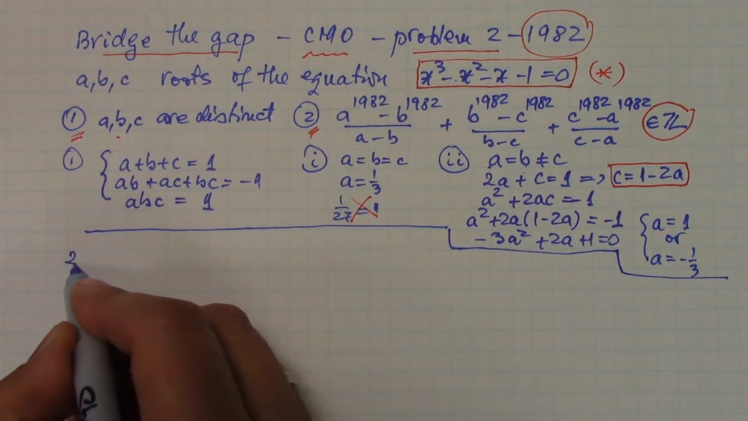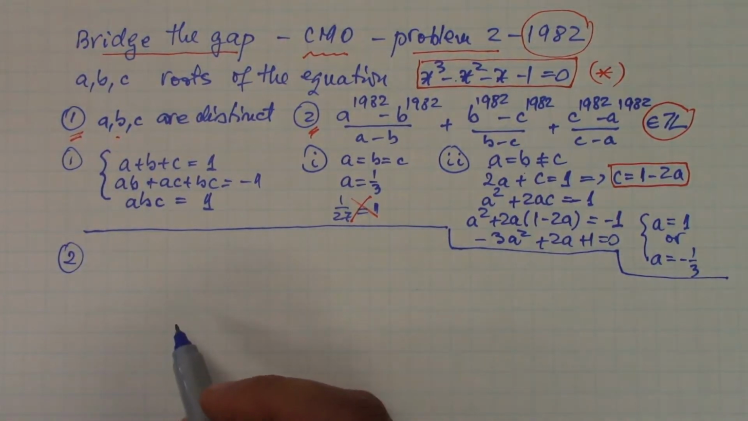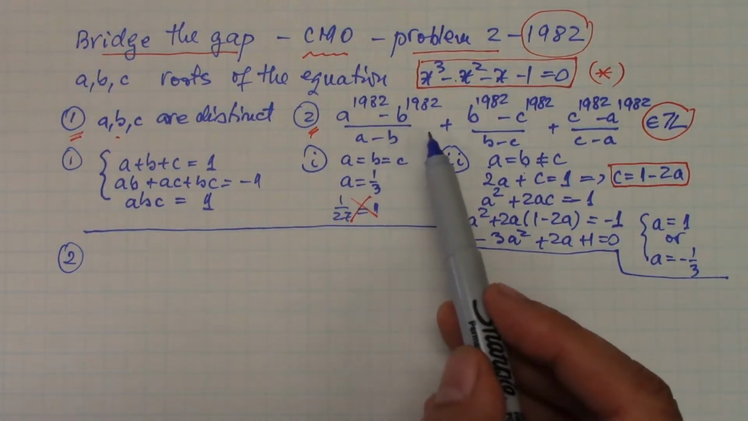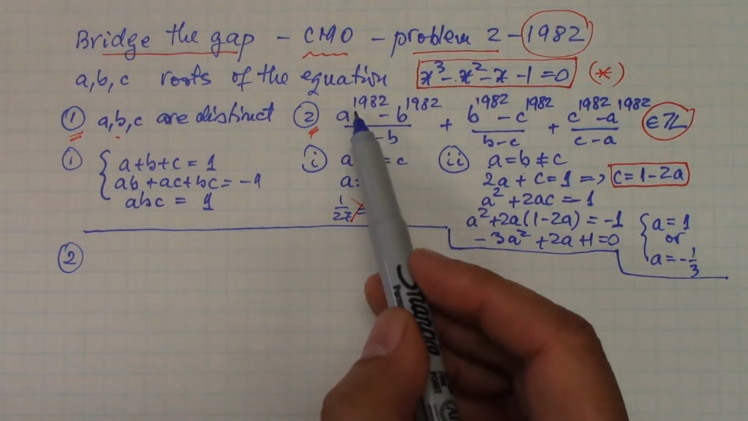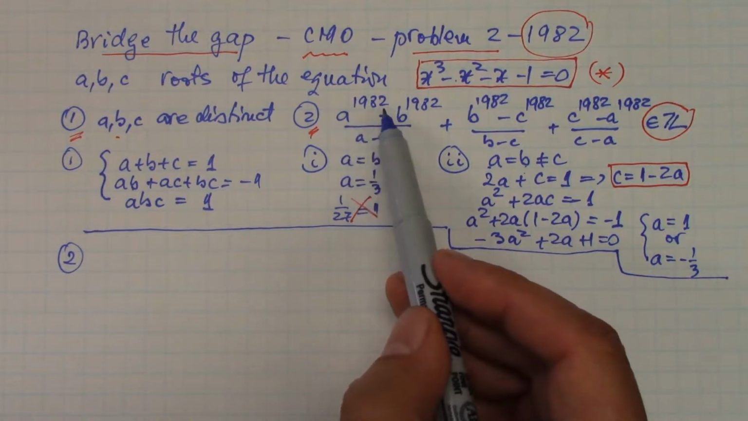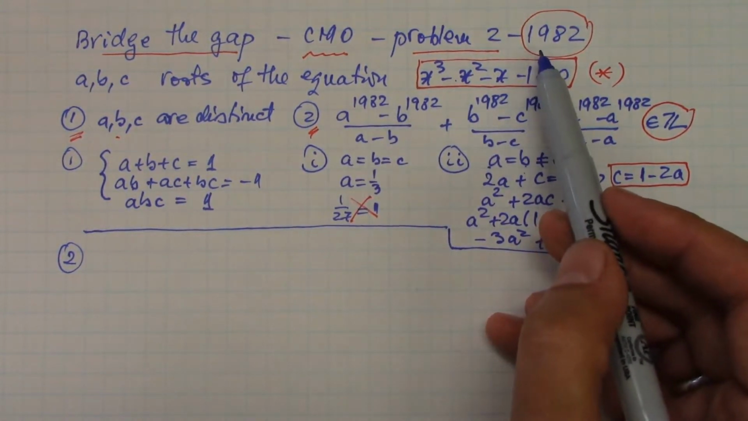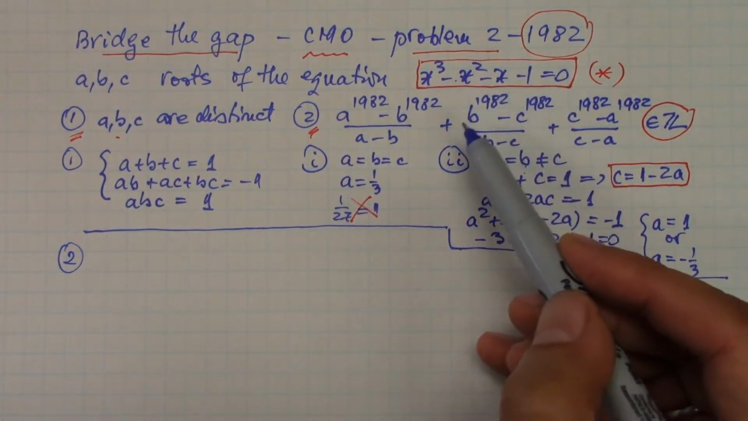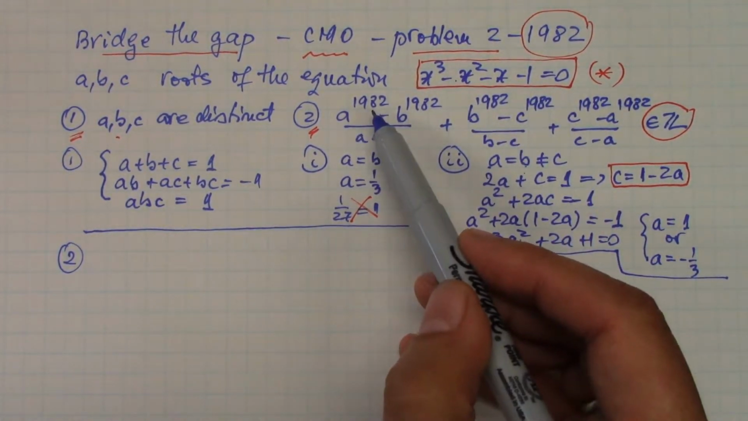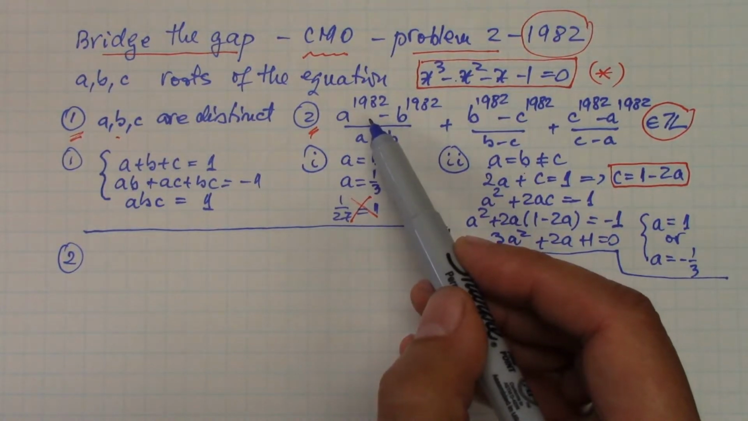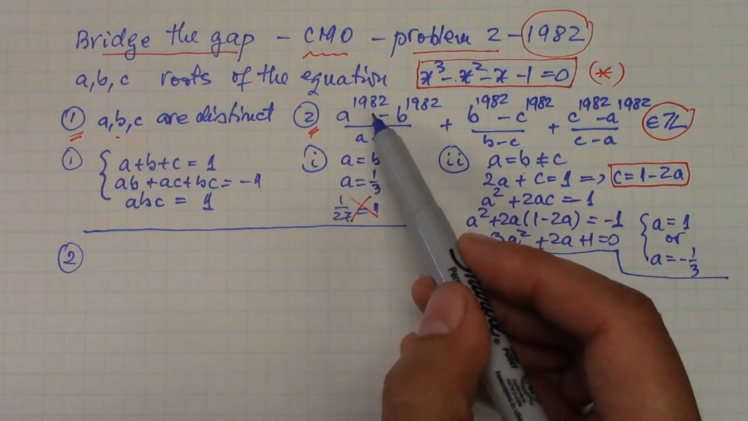How do we tackle number 2? I look at this and it's fairly complicated. These powers here, 1982, well, it's kind of a coincidence. It's exactly the same year of the contest. They do this quite a lot. So probably 1982, who knows? Maybe it means something, maybe it doesn't mean anything. Maybe there's nothing special about 1982.